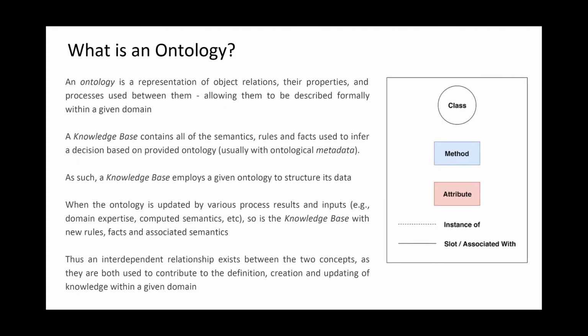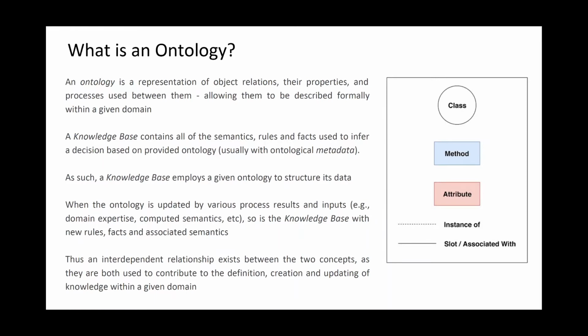So what is an ontology? An ontology is a representation of object relations, their properties, and processes used between them, thus allowing them to be described formally within a given domain. A knowledge base contains all of the semantics, rules, and facts used to infer a decision based on a provided ontology, usually with ontological metadata. As such, a knowledge base employs a given ontology to structure its data.